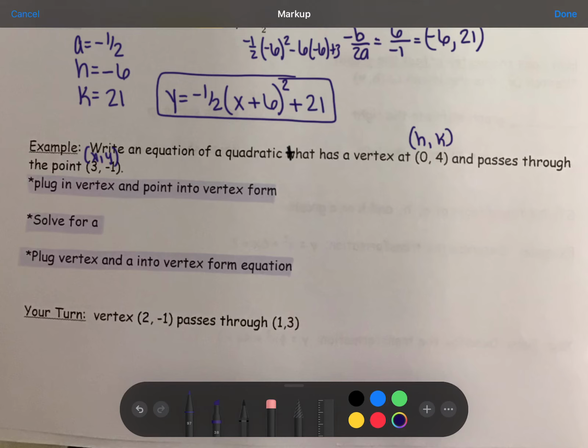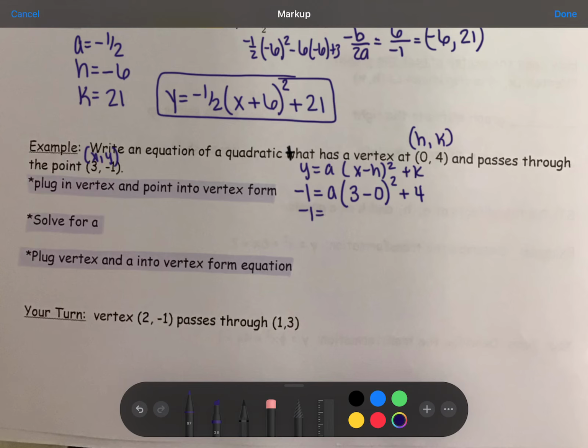You're going to plug all 4 numbers into the vertex form, which is y equals a(x minus h) squared plus k. So all I did was take my h, my k, my x, and my y, and I plugged them into the form y equals a(x minus h) squared plus k. All right, so now I can use some math here and solve for a.